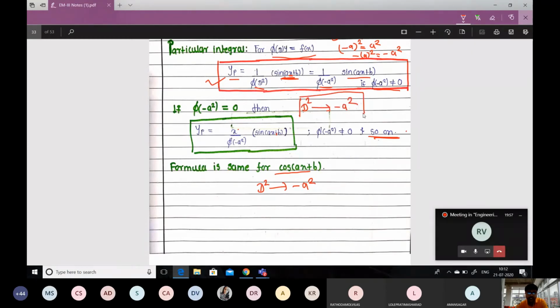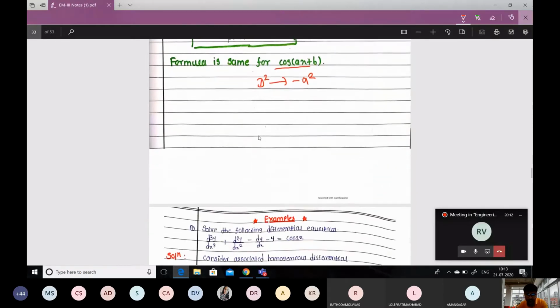In the case of sine x plus b or cos x plus b, the remaining process is the same as in the last example. If you are getting 0 in the denominator, then multiply by x and take the derivative of the denominator term, and then one more time just replace the D square term by minus times a square. Let us see one example.